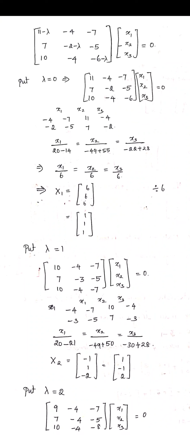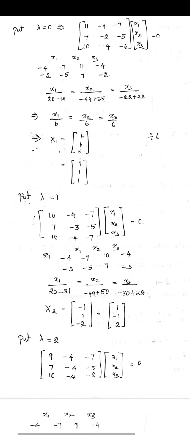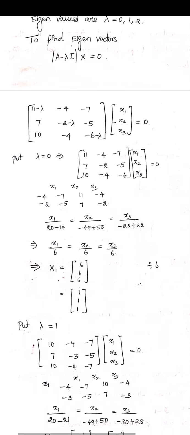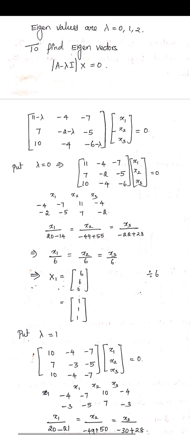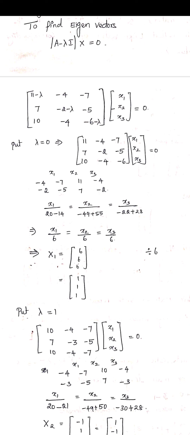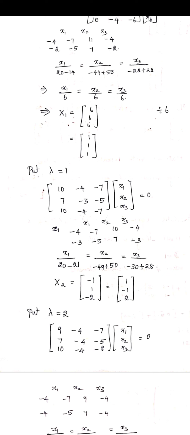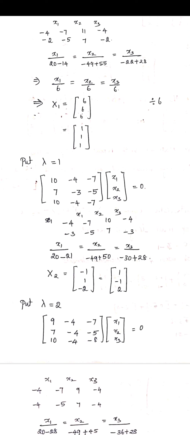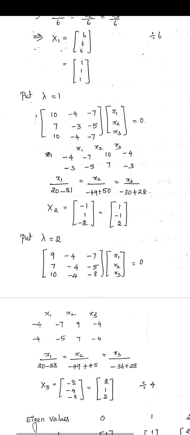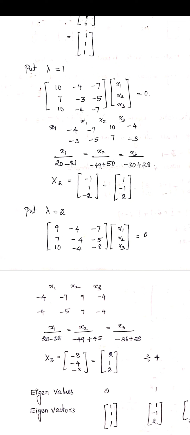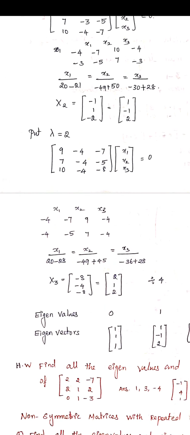This is the eigenvector corresponding to lambda equal to 0. Next, put lambda equal to 1 in the eigenvector equations: 11 minus 1, that is 10, minus 4, minus 7; 7, minus 3, minus 5; 10, minus 4, minus 7. We will get the eigenvector x2 equal to 1, minus 1, 2. This is the eigenvector corresponding to lambda equal to 1. Next, substituting lambda equal to 2 in the above equations, we get the third eigenvector, that is 2, 1, 2. This is the third eigenvector corresponding to lambda equal to 2.